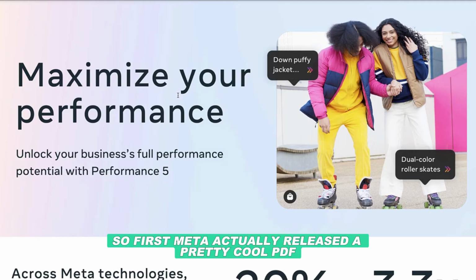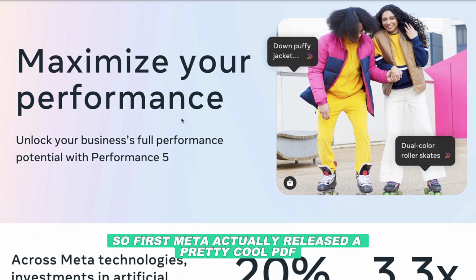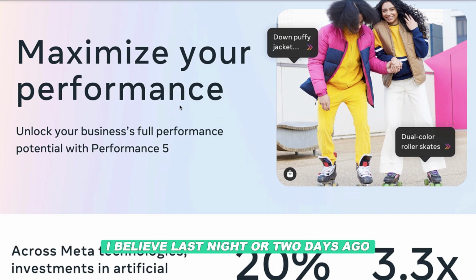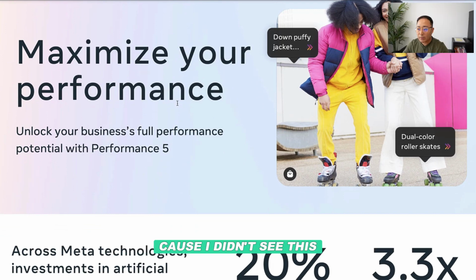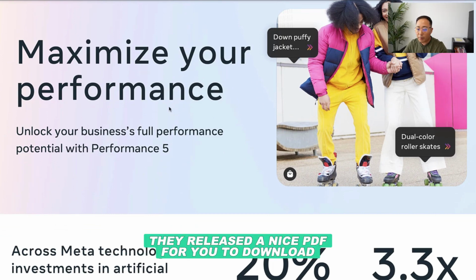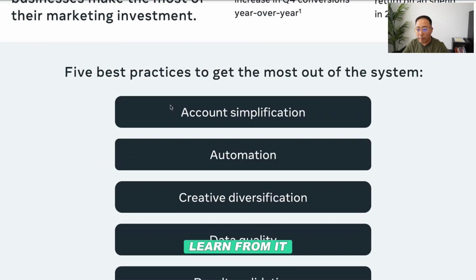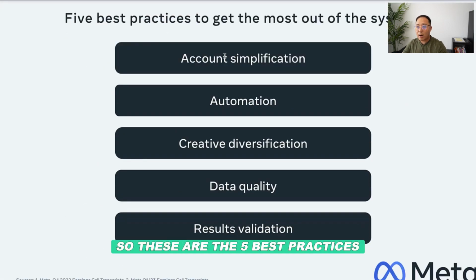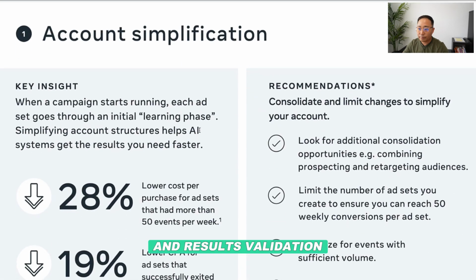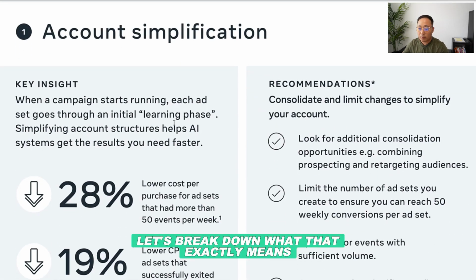So first, Meta actually released a pretty cool PDF on this recently, I believe last night or 2 days ago, because I didn't see this last week. They released a nice PDF for you to download, take it with you, learn from it. So these are the 5 best practices Meta itself says: account simplification, automation, creative diversification, data quality, and results validation. Let's break down what that exactly means.